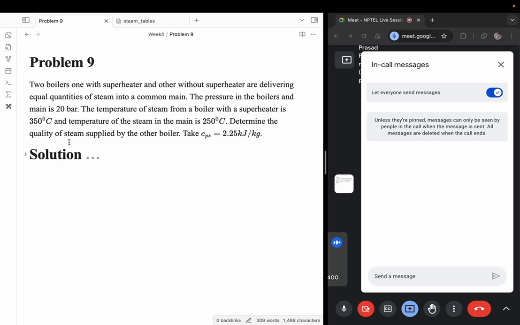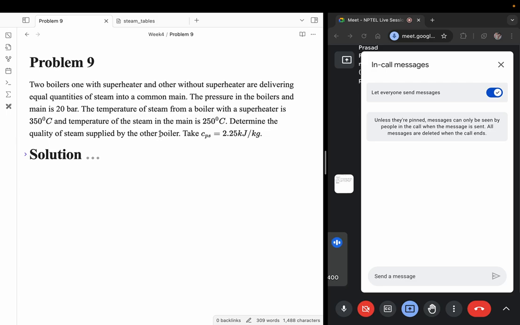In this problem, you have two boilers, one with a superheater and the other without a superheater. They are delivering equal quantities of steam into a common main. The pressure in the boilers and the main is the same, 20 bar. The temperature of the steam from the boiler with a superheater is 350 Celsius. Without the superheater, you assume it is in a two-phase region, at the saturated temperature for 20 bar pressure. The temperature of the steam inside the main is 250 Celsius. Determine the quality of the steam supplied by the other boiler.